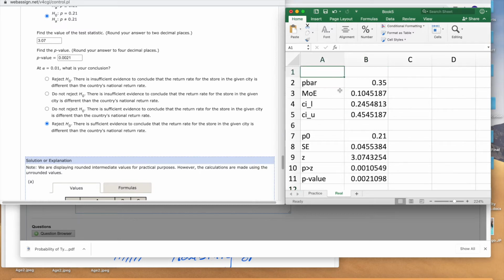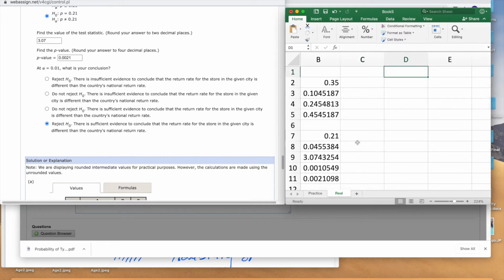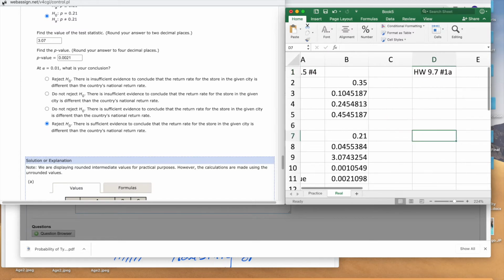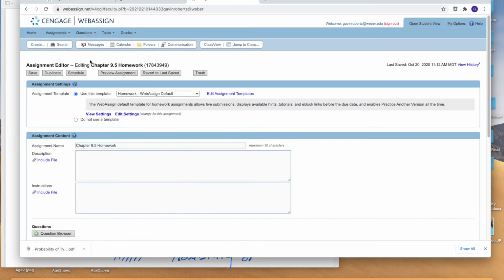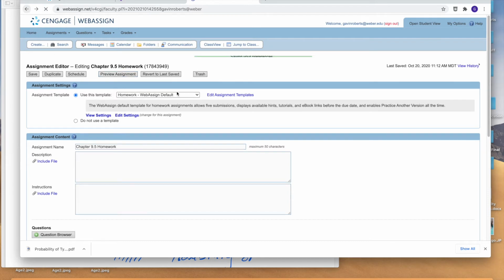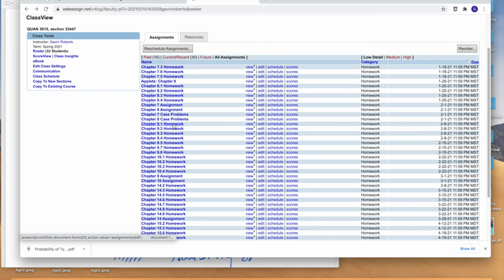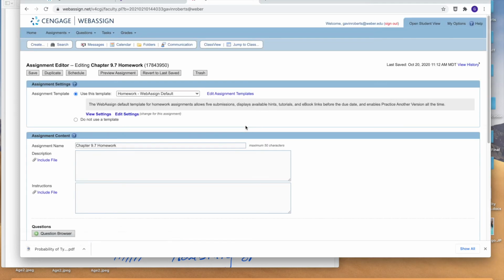So this was HW 9.5, number 4. Now we're going to check out HW 9.7, number 1A. So let's open that up. Stay signed in. Let's see. Preview? No, we don't want this assignment anymore. We want this assignment. Preview.